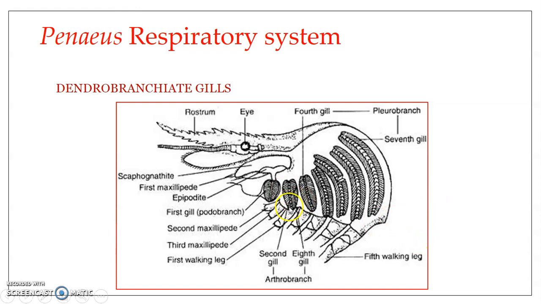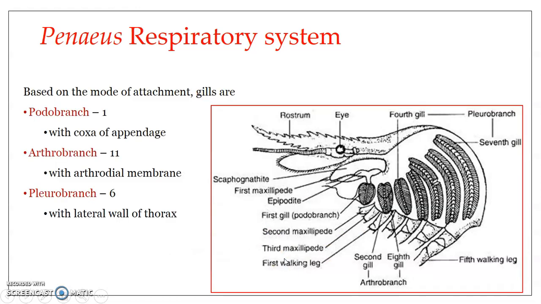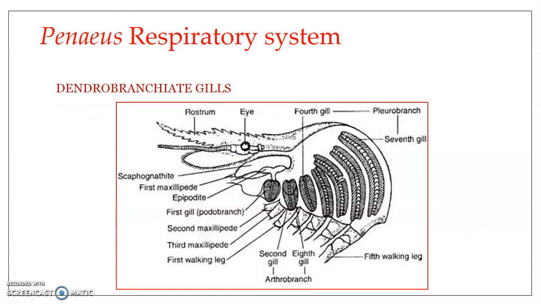You can see all these are associated with the thoracic appendages. So all these are actually outgrowths from the thoracic appendage. Okay, here you can see how the first gill goes up to the 8th gill. Almost like you can see here, so a total of 18 gills on each side. So 18 pairs of gills can be found in the case of Penaeus indicus.